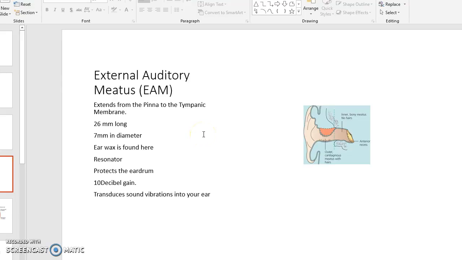The external auditory meatus, also known as the EAM, is part of the outer ear too. It extends from the pinna to the tympanic membrane, 26 millimeters long, 7 millimeters in diameter. It is known to protect the eardrum because wax is found here. It is a resonator. It transduces sound vibration into your ear, and because of this, there is a 10 decibel gain.